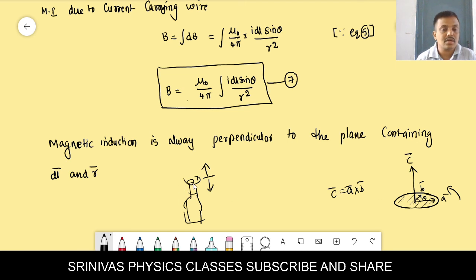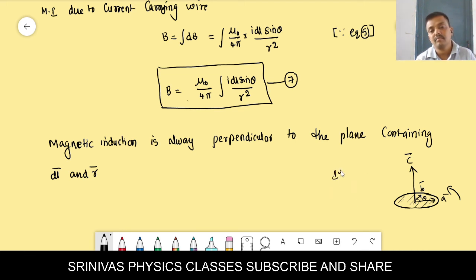Then with the rotation the cap is moving in some direction, right? In that direction the C bar will be there. You remember, there is a formula: C bar is equal to A bar cross B bar. In this, the C bar is always perpendicular to the plane containing A bar and B bar.